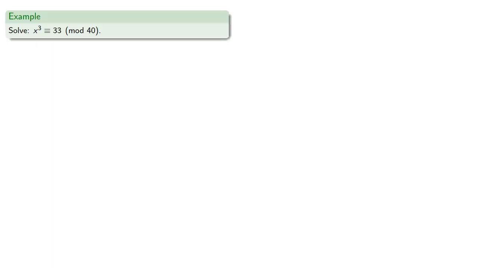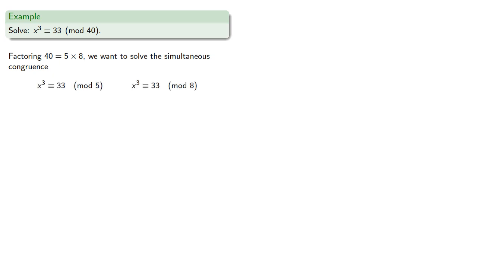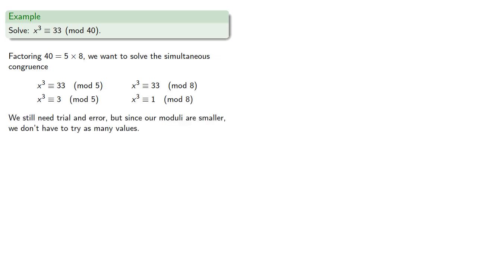For example, let's solve x cubed congruent to 33 mod 40. So factoring 40 as a product of relatively prime numbers, we want to solve the simultaneous congruences x cubed congruent to 3 mod 5 and x cubed congruent to 33 mod 8. And first, note that we can reduce both congruences. We still need trial and error, but since our moduli are smaller, we don't have to try as many values.